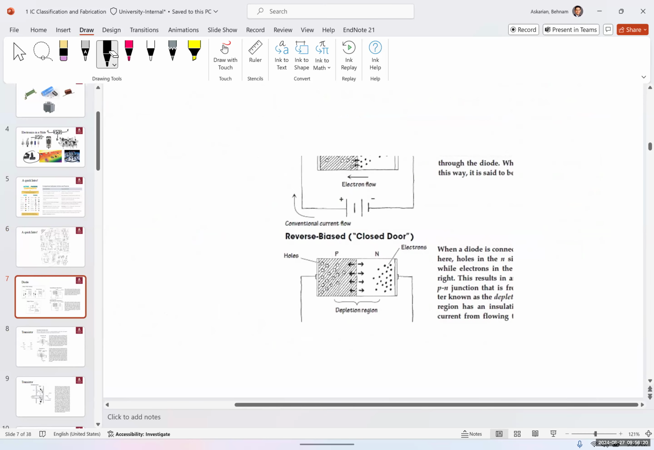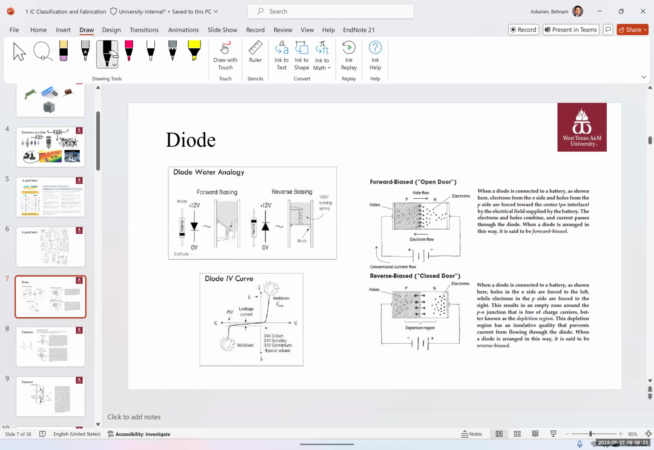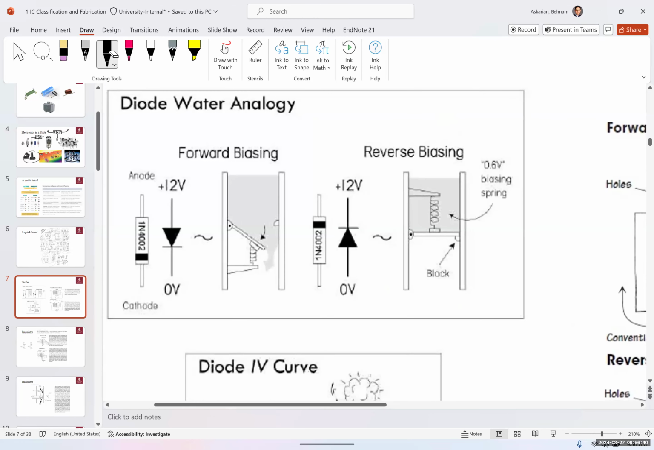So a little bit of review on diodes. Diodes are semiconductors which are used to control the direction of the current. Diodes are like a one-way valve. This is a water analogy. It's a pretty good way to understand how a diode works. So if you have water coming from one direction, it's going to push the valve and open the valve. But if the water comes from the opposite direction, this valve would be closed and the water can't pass. So the water can only flow in one direction.